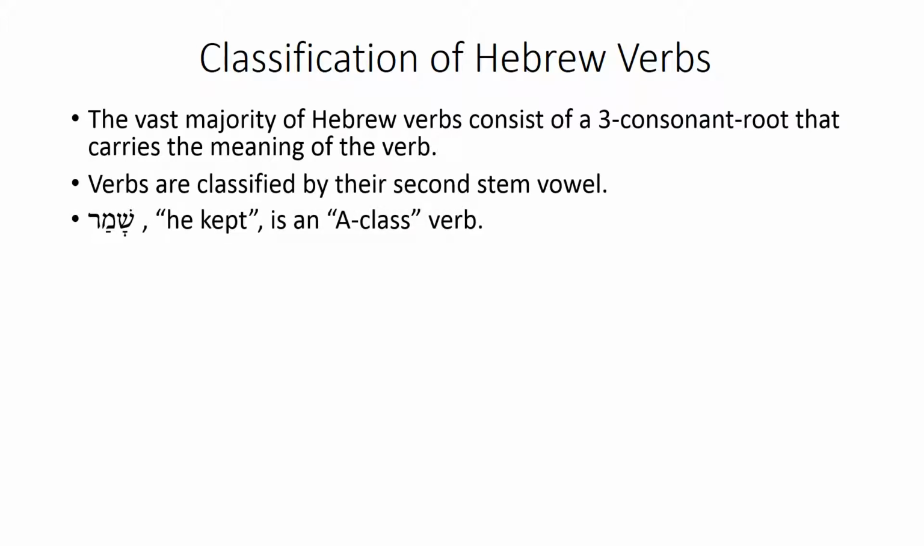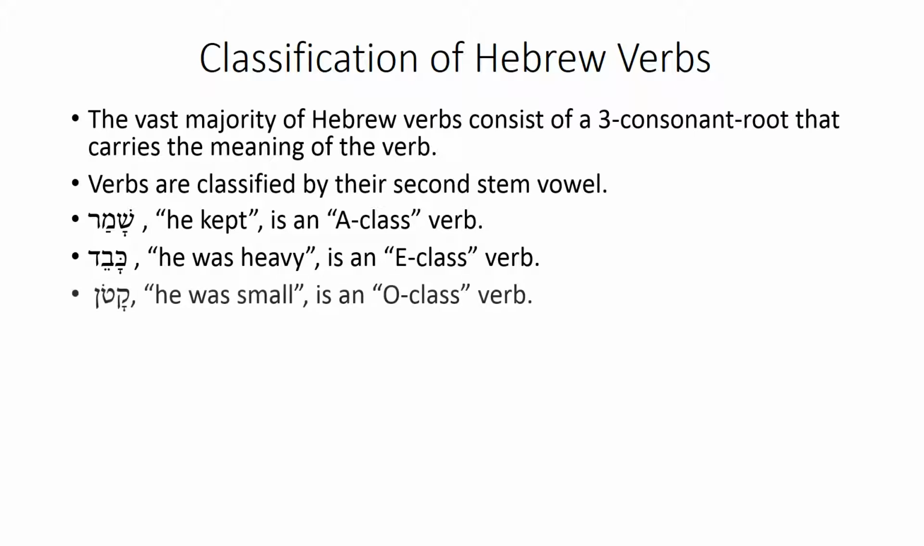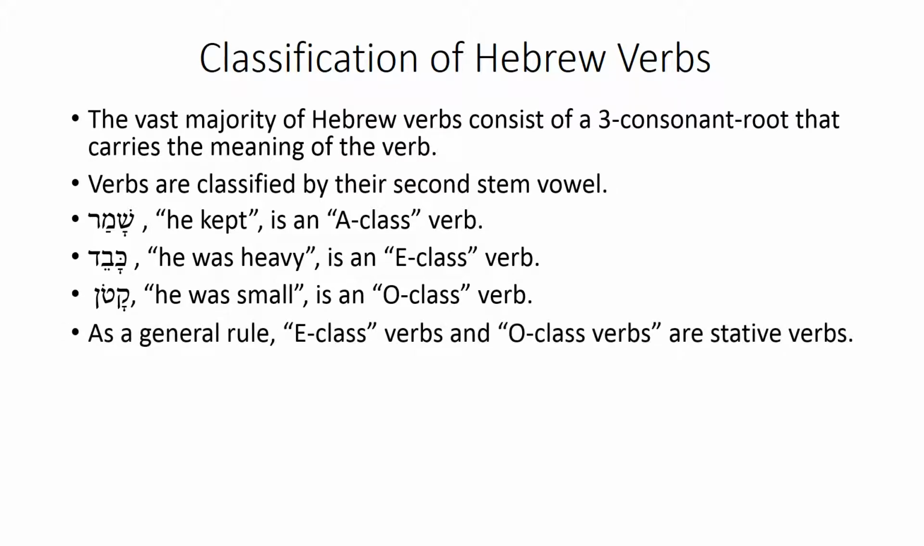Shamer, he kept, is an A-class verb as indicated by the second stem vowel, patha. Kaved, he was heavy, is an E-class verb as indicated by the second stem vowel, tseri. Katon, he was small, is an O-class verb as indicated by the second stem vowel, holem.